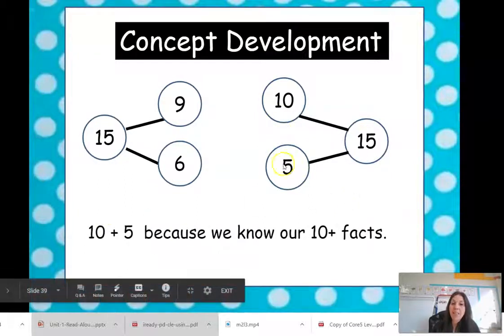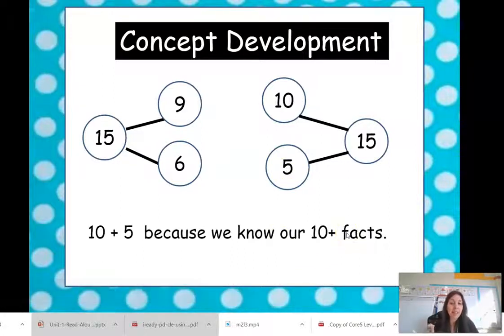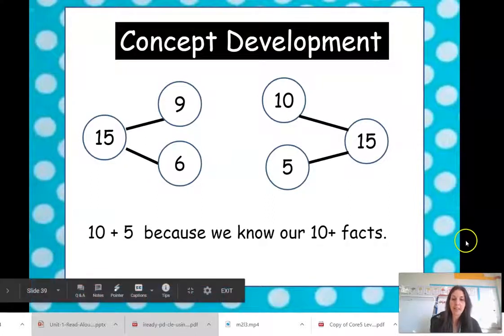10 plus 5 would be easier because we know our 10 plus facts. So anything plus 10 is that number with a 1 in front of it. So 10 plus 5 equals 15. 10 plus 4 equals 14. 10 plus 3 equals 13, right? So those facts are really quick when you add it plus 10.